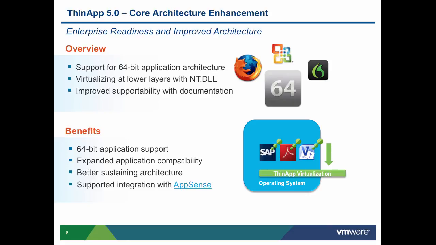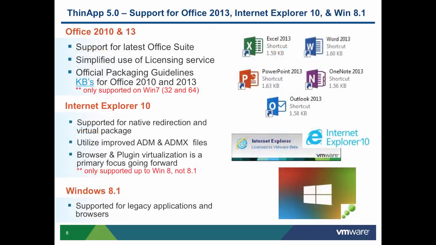several benefits. In addition to simply changing the architecture and providing support for 64-bit, we also improved some of the documentation. We've made it easier for administrators to find specific packaging guidance for popular and major applications like browsers and Office suites. So to review, the core benefits from ThinApp 5.0 are 64-bit application support, expanded application compatibility, a sustaining architecture to move forward with, and supported integration with AppSense, which we'll discuss later.